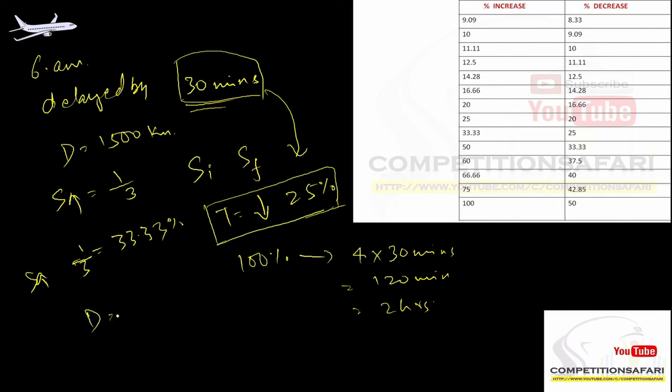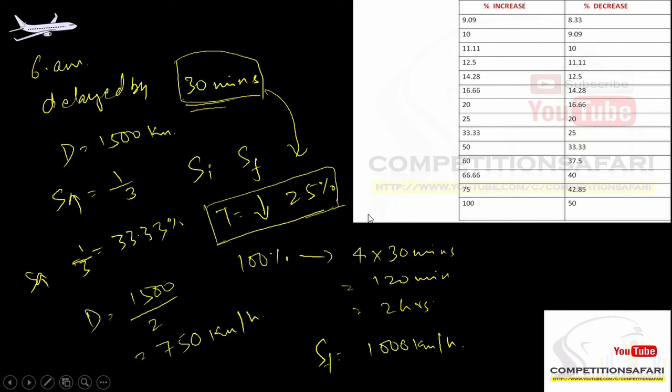So we have total distance 1500 kilometers and total time is 2 hours, which is 750 kilometers per hour. Now we have our initial speed as 750 kilometers per hour. Now that we have increased the speed by 33% or 1/3, the final speed should be 1/3 more, which is 1000 kilometers per hour.